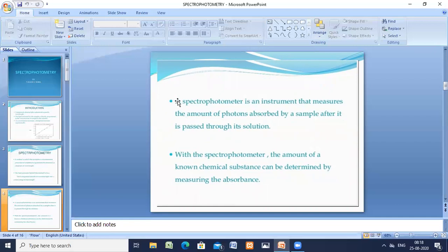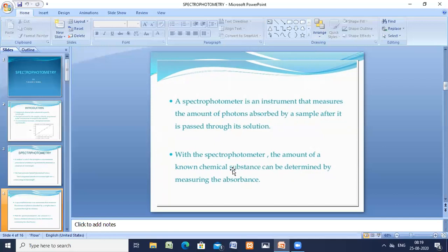Now, the spectrophotometer is an instrument that measures the amount of photons absorbed by a sample after light passes through its solution. With the spectrophotometer, the amount of a chemical substance can be determined by measuring the absorbance.